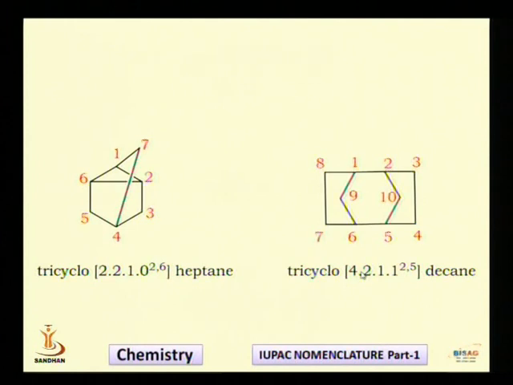We have to write the number of carbon atoms on the principal bridge. Now this is the principal bridge. So how many carbon atoms are on the principal bridge? Only 1 carbon, so I will write 1. So 4 is the number in the first half cycle, 2 is the number in the second half cycle, and 1 is the number on the principal bridge.